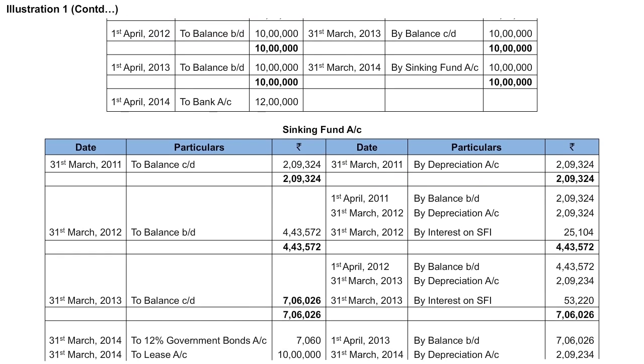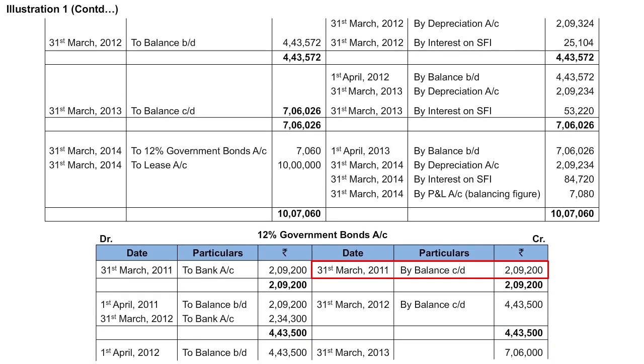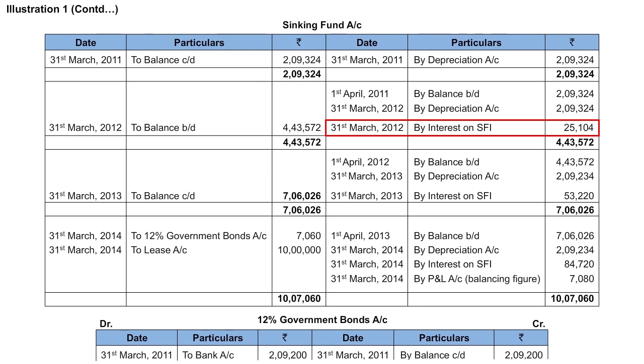Now second year again, first you will charge depreciation. So amount of depreciation will remain same, 209234. Now in the second year you will also get interest on the amount which you had invested earlier. Last year you invested 209,200, so that's the opening balance for the second year. So on 209,200 at 12%, you get interest of 25,104. So for that your entry will be bank account debit to sinking fund account. This will be credited to sinking fund. So 25,104, that's the interest.